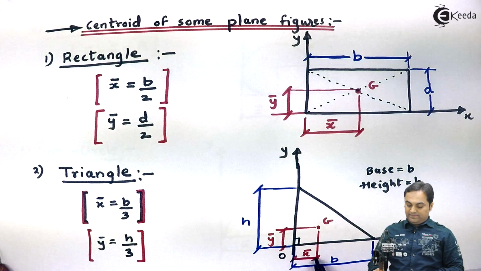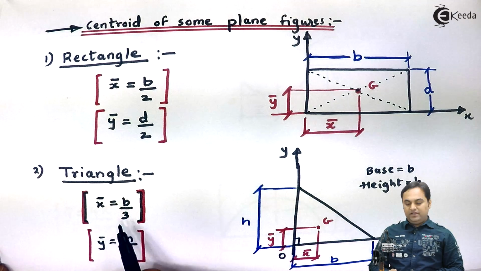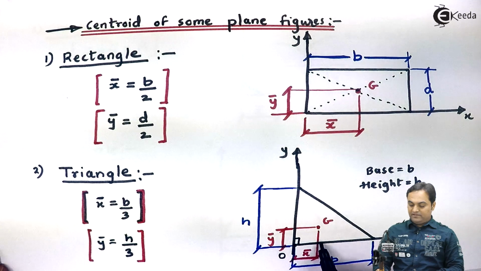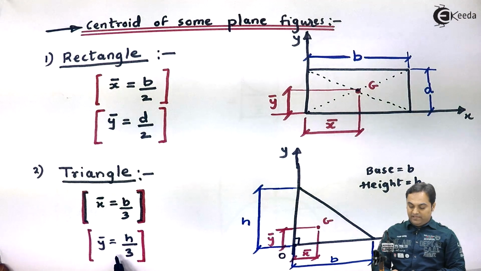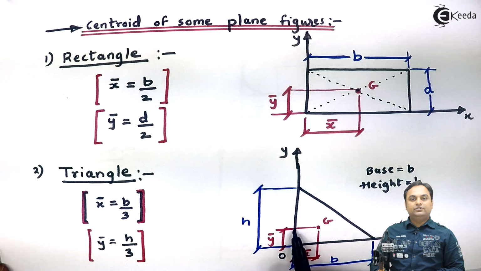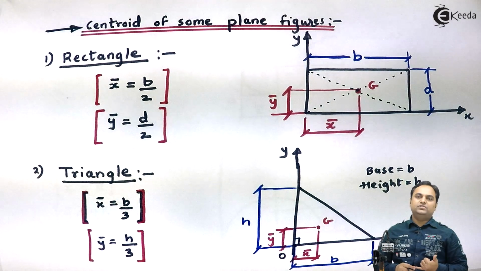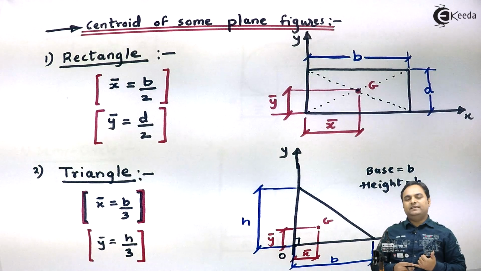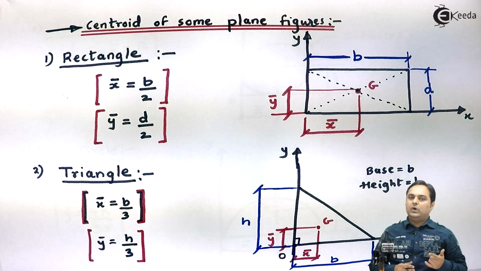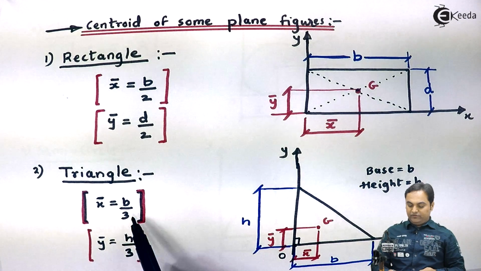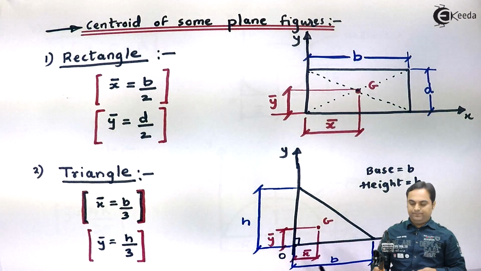So now the x bar distance will be b by 3, because if we are measuring it with respect to the base, it is b by 3 from the base, and y bar will be h by 3. So for a triangle, the centroid is located at x bar equal to b by 3, that is 1/3 of base, and y bar, that is 1/3 of height. So if we know x bar, y bar for a triangle, we can locate the centroid.